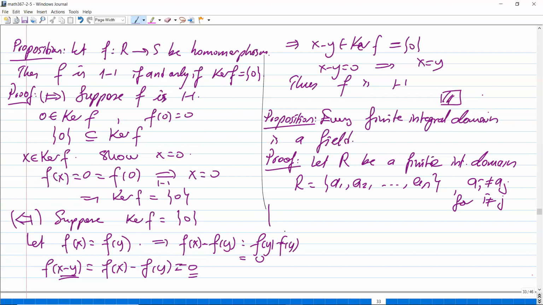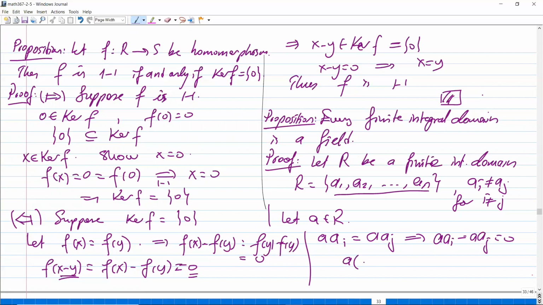So let a be an element of R, so that a is one of these ai's. If you multiply a by ai and aj, you may write a times ai minus a times aj is equal to 0, or a times (ai minus aj) is equal to 0, factoring out.